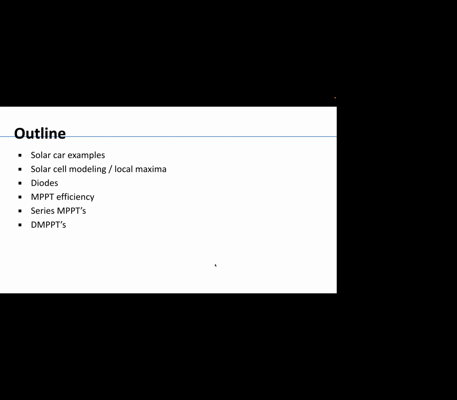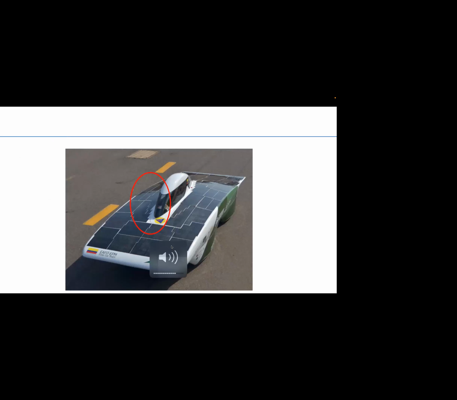Examples of solar cars. This is a solar car. And as you can see, there's a canopy for the driver in the middle, and that generates shade on the array. Later on, we'll see that the cells that get shade output less current. And if you group them together with other cells, that provides some challenges for maximum power point tracking.